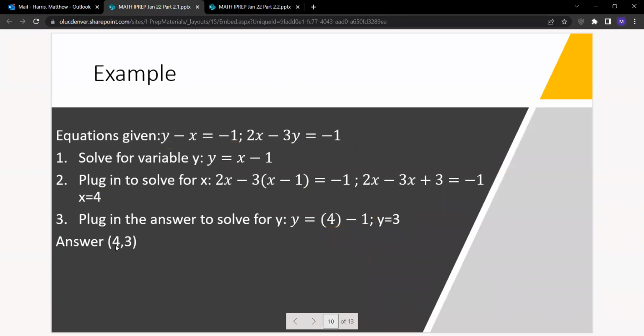So there's our answers, right? X equals 4, y equals 3. And sometimes when you see two equations together like this, some of your professors or the students might refer to this as a system. And that's just because these two equations are connected. They're not isolated, they work together.